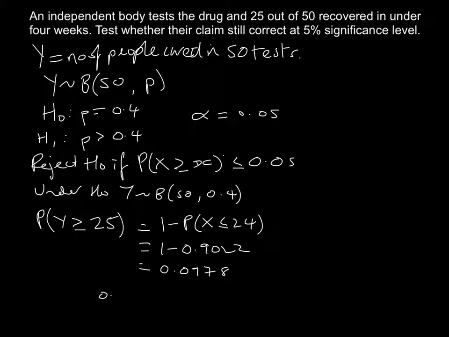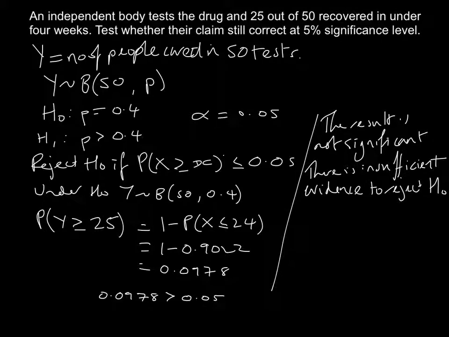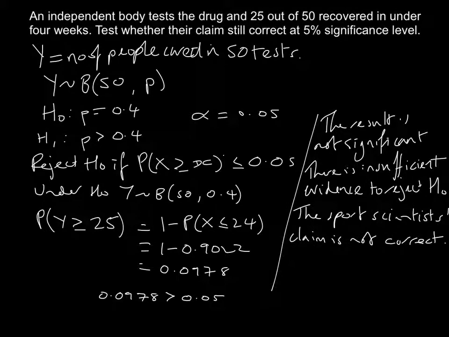Now, from this test, we can see that getting 25 people to recover in under 4 weeks, 25 or above, happens 9.78% of the time, which is bigger than our significance level. So, in this case, the result is not significant. We can say that there is insufficient evidence to reject H0, and this test shows that the sports scientist's claim is not correct. In the next video, we're going to be looking at testing lambda in a Poisson distribution, and we'll also be looking at what a two-tailed test looks like.